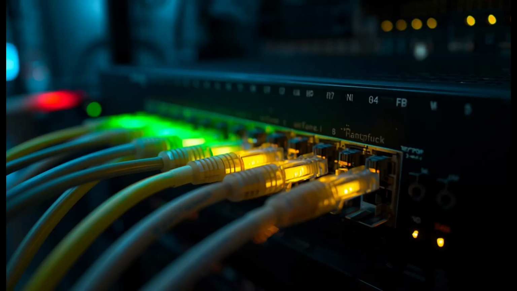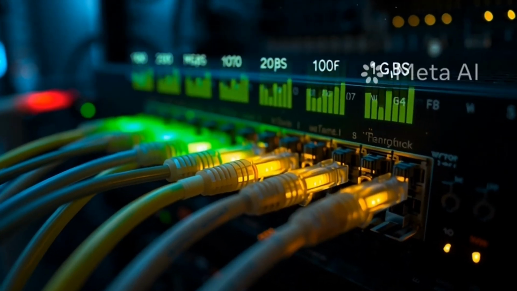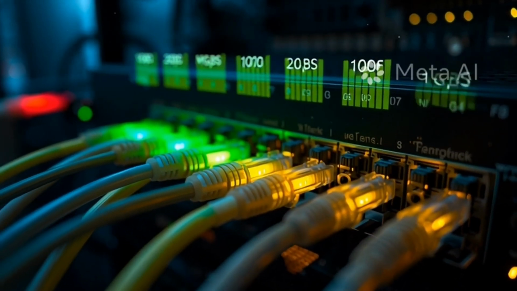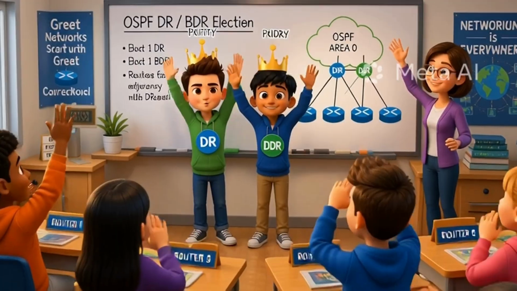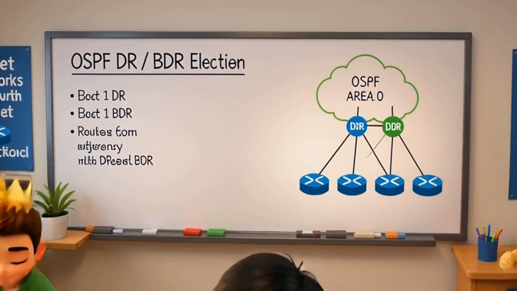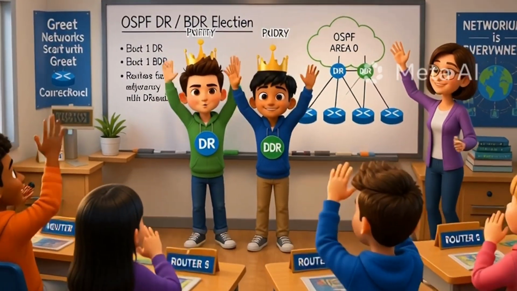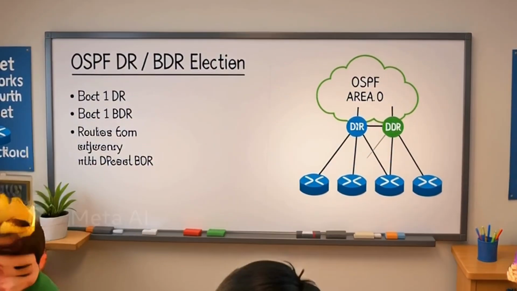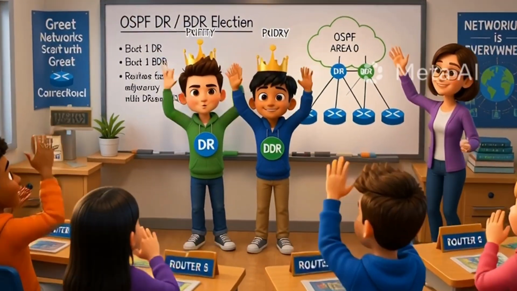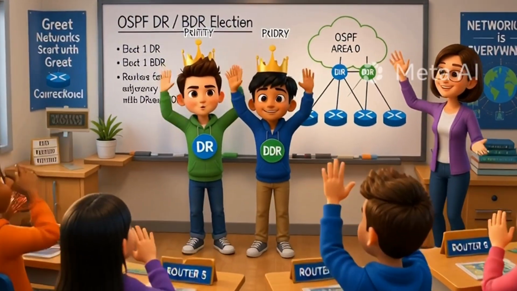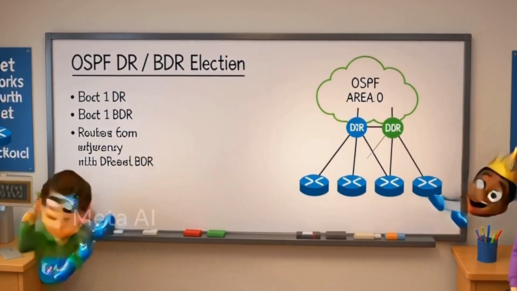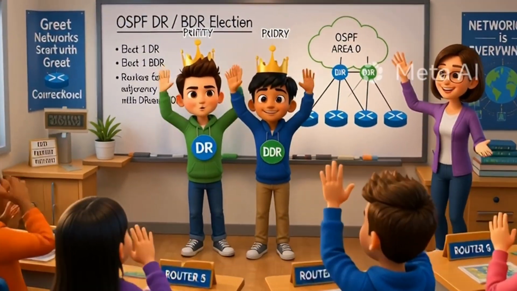On a network with many routers, everyone talking to everyone would create too much traffic. So OSPF elects a DR, designated router, and a BDR, backup designated router. Think of the DR as the class monitor. Instead of every student talking to every other student, everyone talks to the monitor. If the DR fails, the BDR immediately takes over. This reduces the unnecessary OSPF traffic.